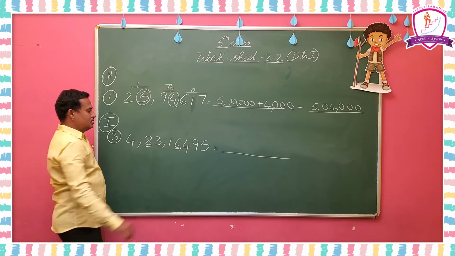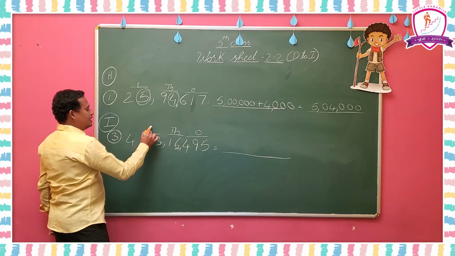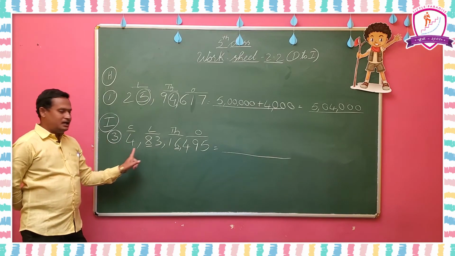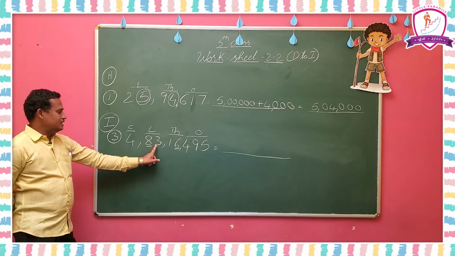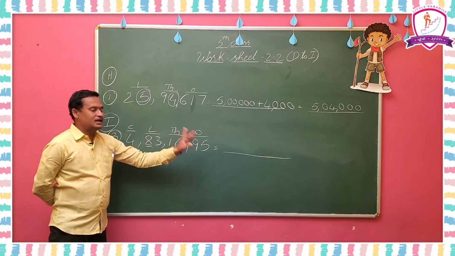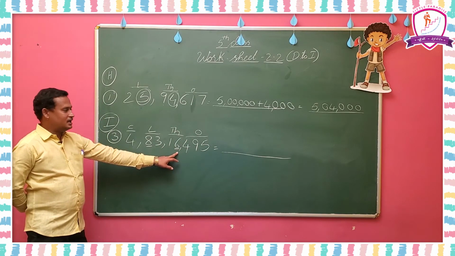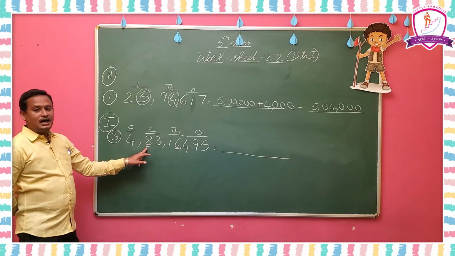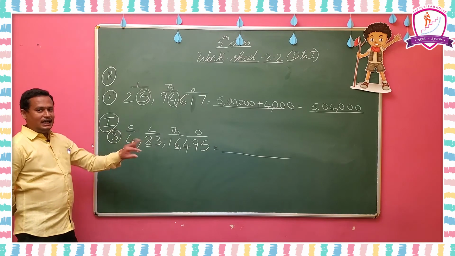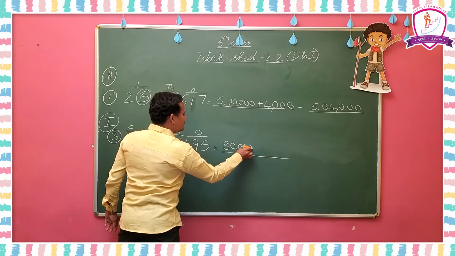So this is the number. Here it is the 1's period, the 1000's period, the lakhs period and the crores period. So 4 crores 83 lakhs 16,495 is the given number. Here 6 in the thousands place is underlined, and the 10 lakhs place is underlined. So what is the place value of 8 in the 10 lakhs place? It will become 80 lakhs.